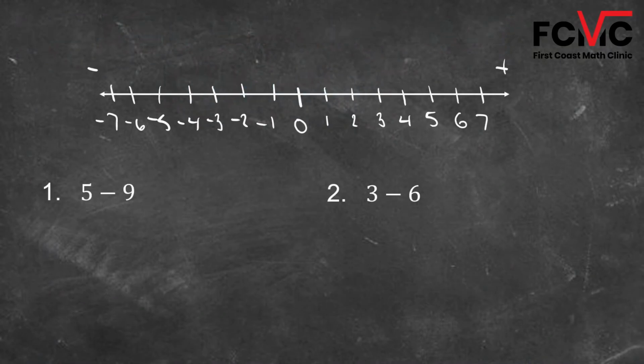All right, so numbers 1 and 2. Number 1, we've got 5 minus 9, and number 2, we've got 3 minus 6. So we're subtracting a smaller number minus a larger number, and I drew out our number line along the top with our integers graphed out, so we know our integers are just our positive and negative whole numbers. So I want to represent our subtraction on the number line. So let's start with 5 minus 9.